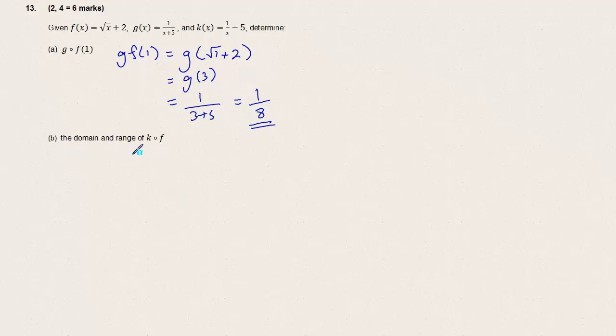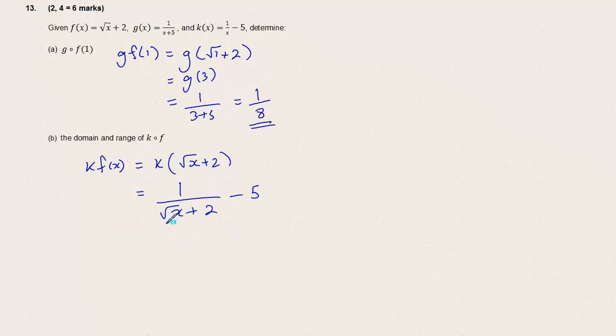We now want the domain and range of k of f. So k of f of x is going to be k of root x plus 2. So that's 1 over root x plus 2, take away 5. Now, we want the domain and range for this function.